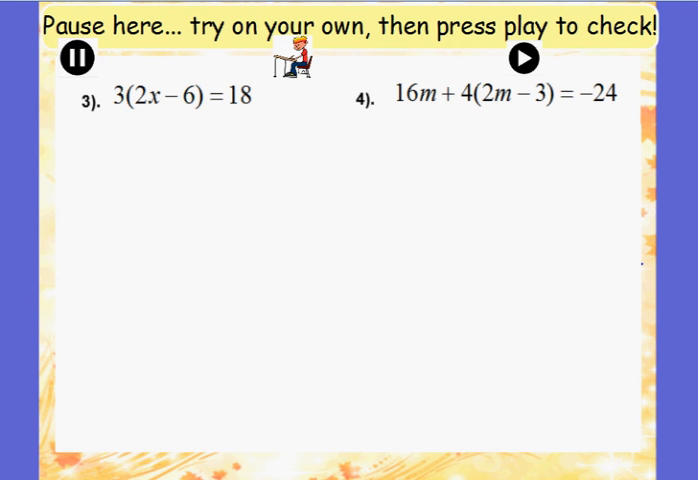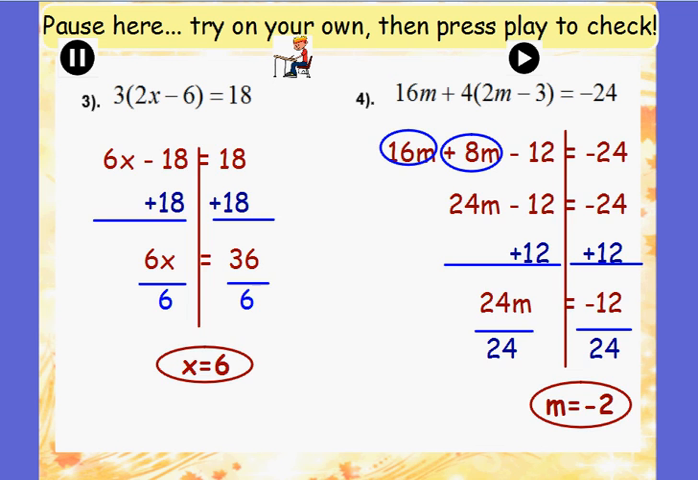I'd like you to pause the video here, try these on your own, and then press play to check. Okay, let's see how you did. In this first problem, we should distribute at the beginning. 3 times 2x gave us 6x, 3 times negative 6 gave us negative 18. When you add 18 over, we end up with 36. We divide by 6 to find out x is equal to 6.